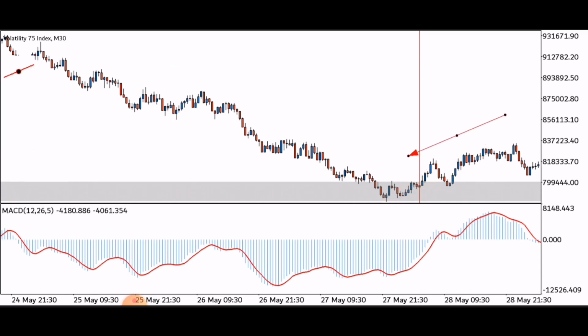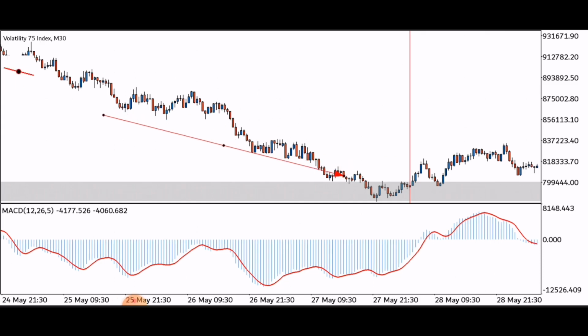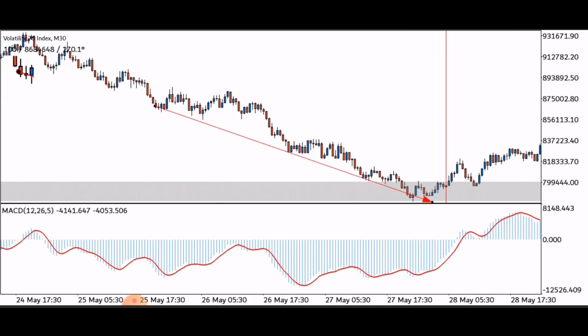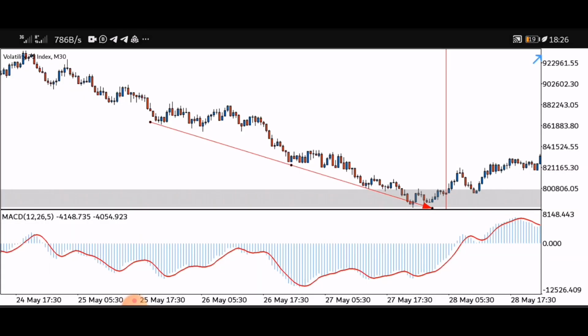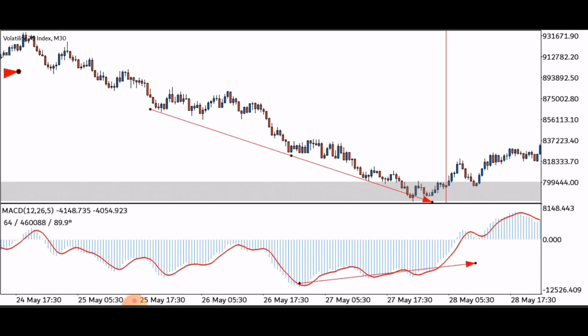Now, to apply this particular indicator in getting your entries, all you need to do is identify the convergence. Look at this. We have lower lows right here. Price is giving us lower lows. But on the MACD indicator, it was giving us something. It was giving us higher lows. Right? That is what you want to look out for.